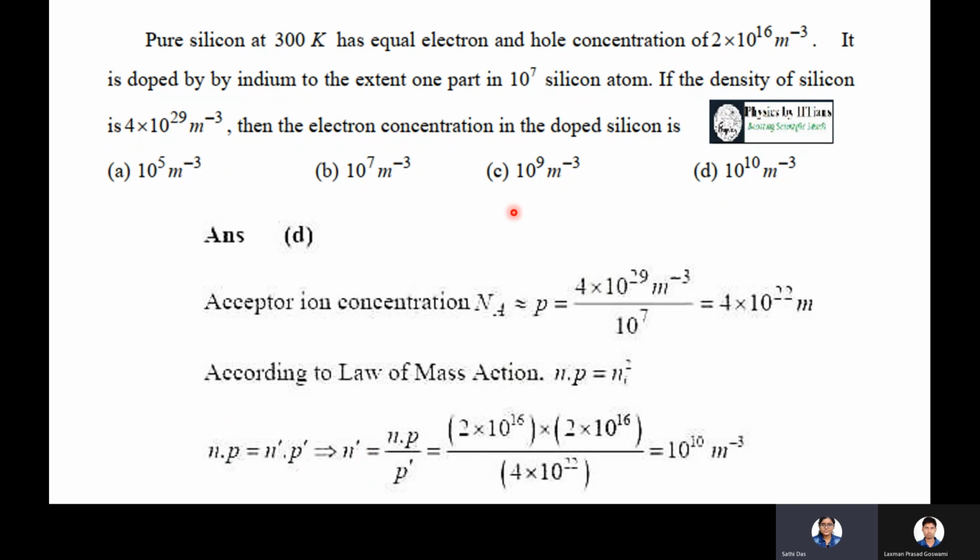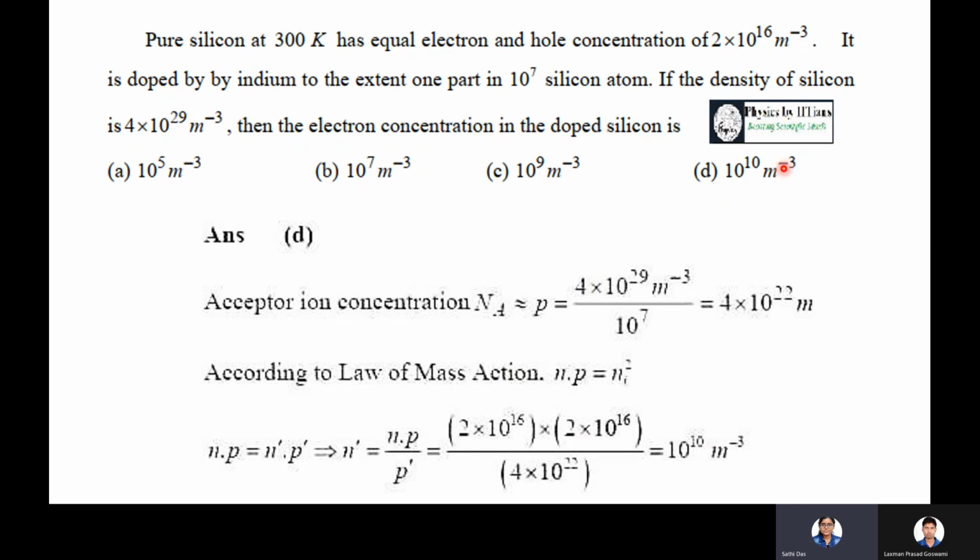So here N prime, that is the electron concentration in the doped silicon, is N into P divided by P prime. So what are N and P? N and P are the pure silicon electron and hole concentrations, that is 2 into 10 to the power 16 into 2 into 10 to the power 16, divided by this impurity acceptor ion concentration, that is 4 into 10 to the power 22 per meter cube. That is 10 to the power 10 per meter cube. So the answer is 10 to the power 10 m to the power minus 3.